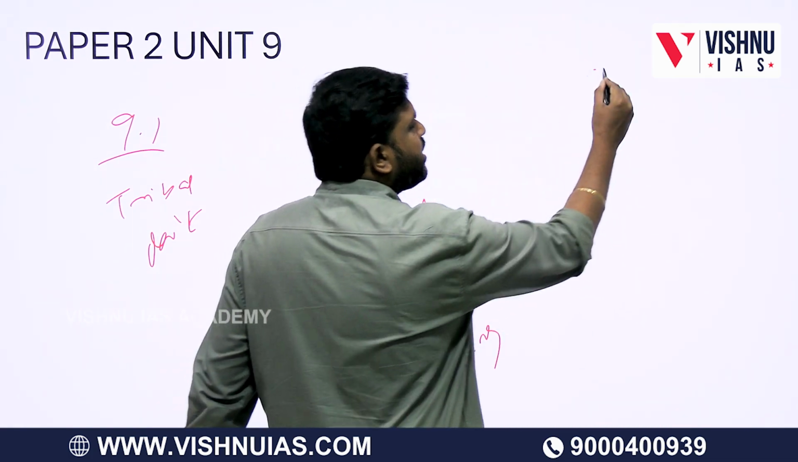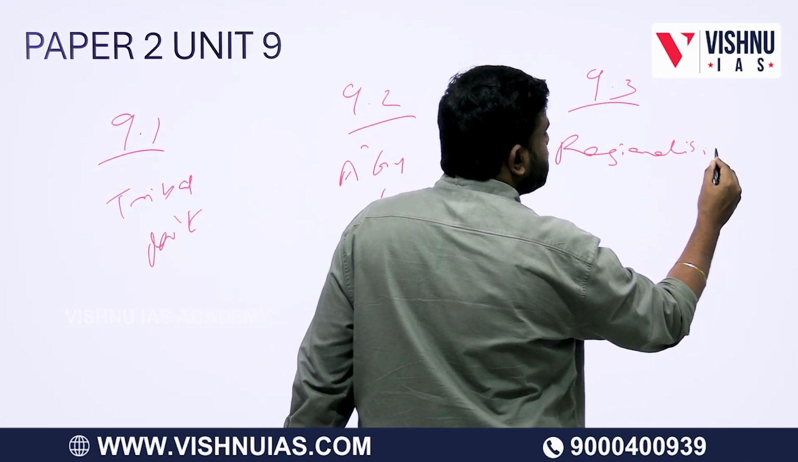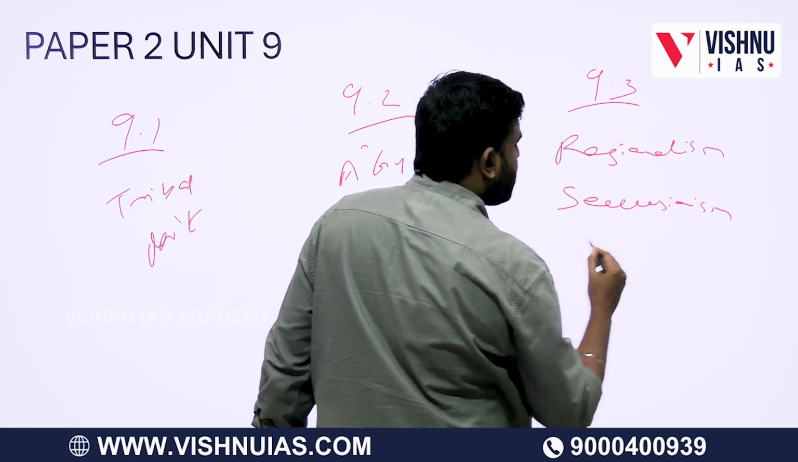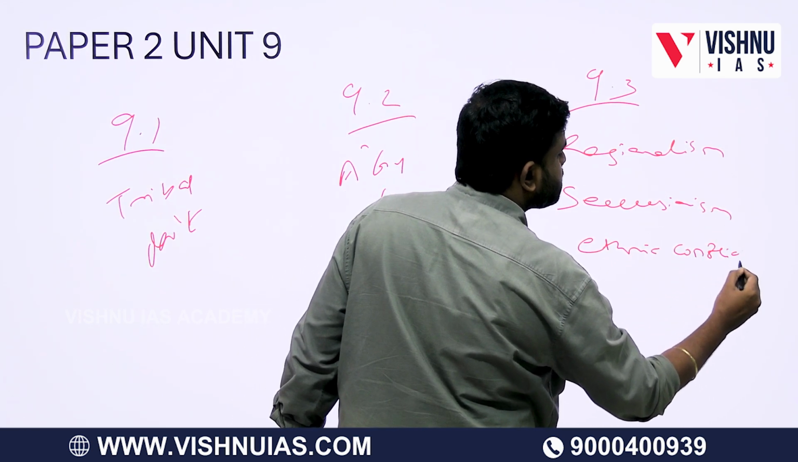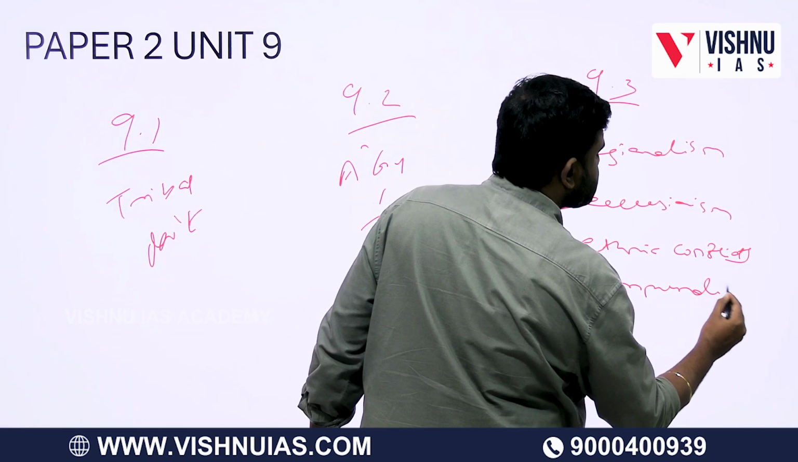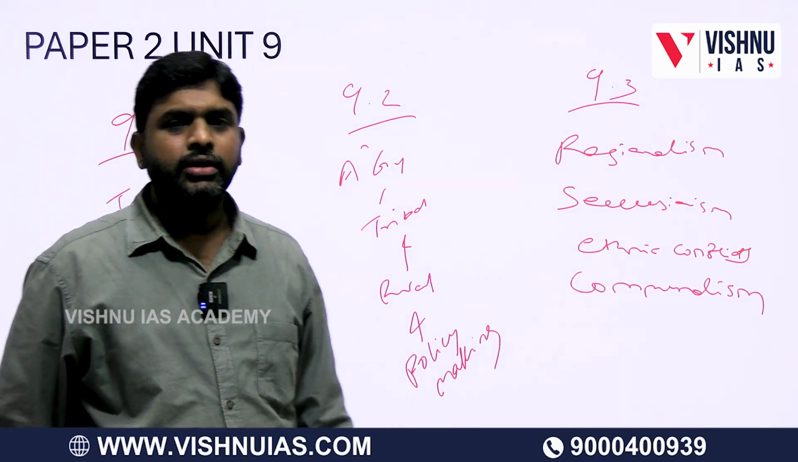In 9.3, that is regionalism, secessionism, ethnic conflicts, communalism. So 9.1, 9.2 and 9.3.